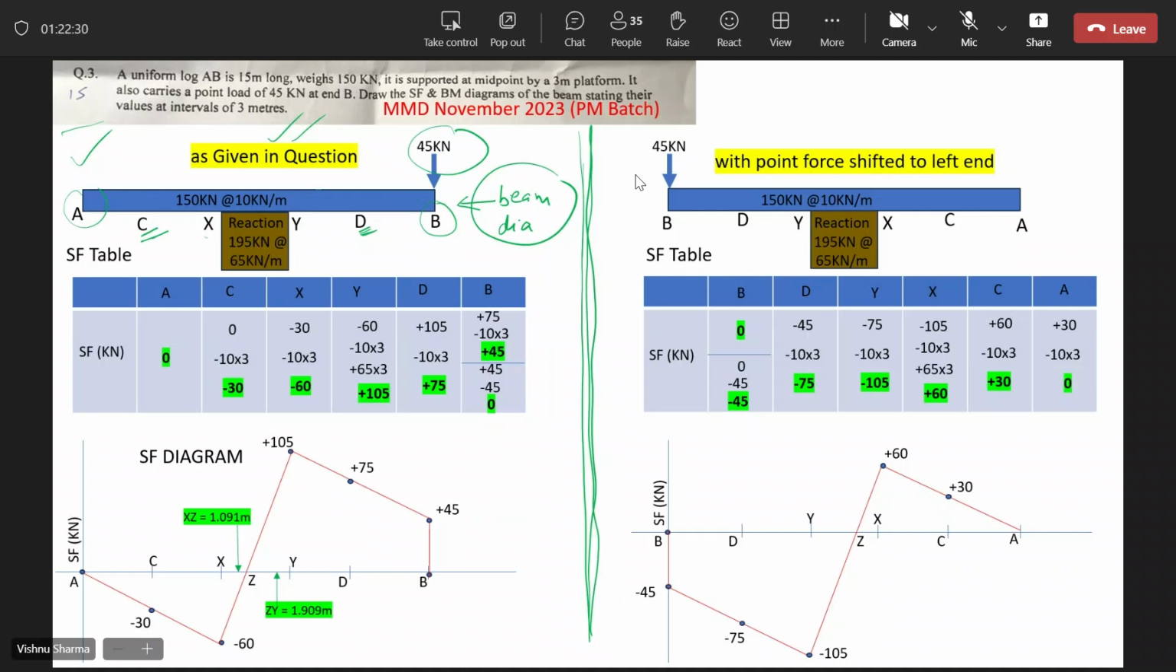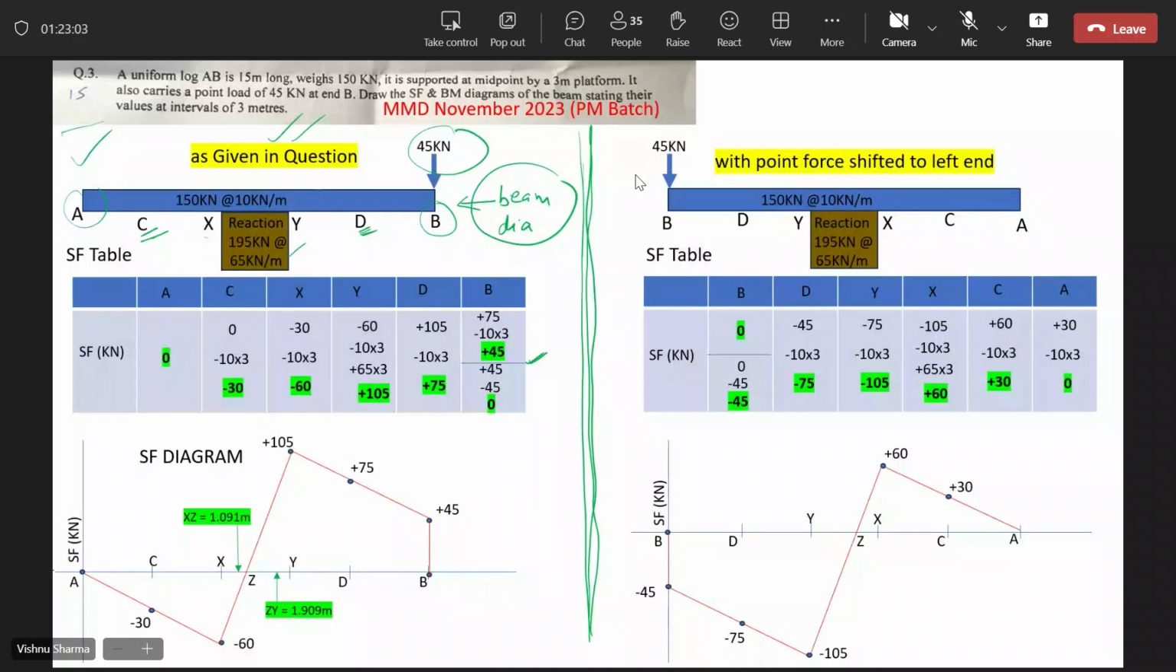Yes, sir. Guys, then do you agree with the reaction calculation that it will be uniformly distributed over 3 meters, class? 195 kilonewton. Yes, sir. Total reaction, 65 kilonewton per meter. Guys, there is only 1 point force, so the last cell is divided into 2. No other cell requires division. Do you agree with me? Only point B requires division, right? Yes, sir.